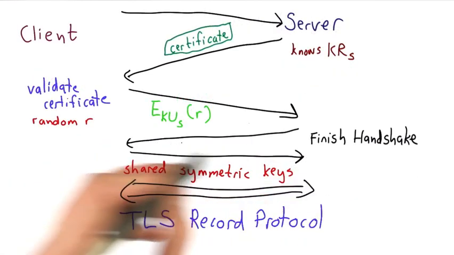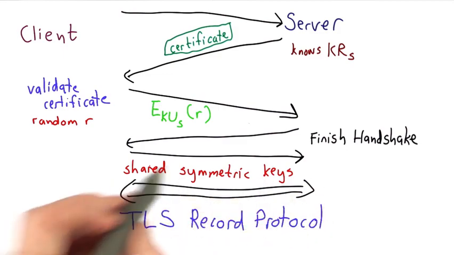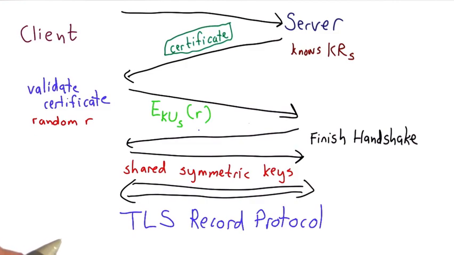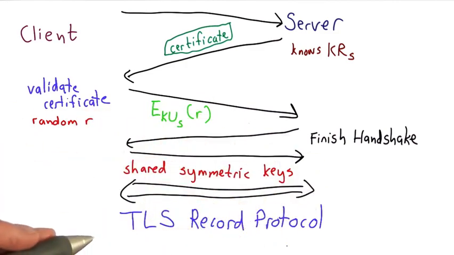So now the client and server can communicate using those shared symmetric keys. And the protocol to do that is the TLS record protocol. I may have made the misimpression earlier that once you've established symmetric keys, communication is easy and there's nothing left to work out. That's not the case. So we're going to look at the TLS protocol next, and indeed it does have some vulnerabilities.